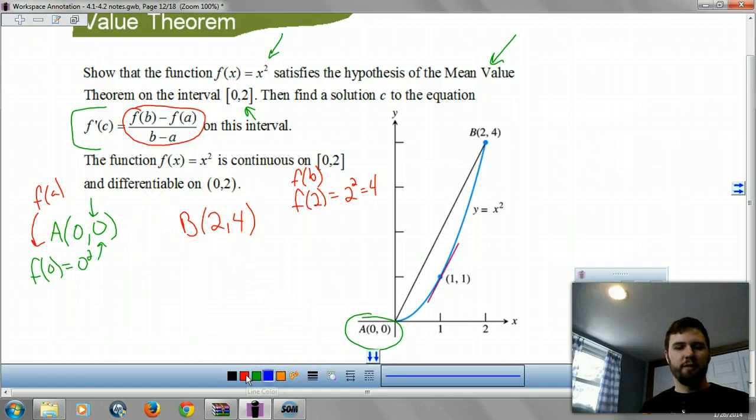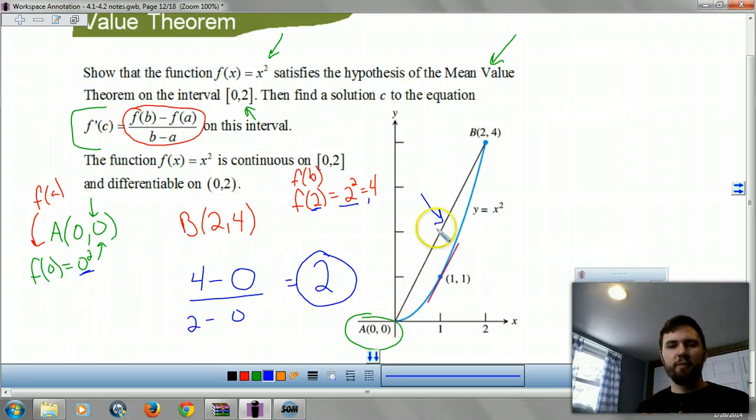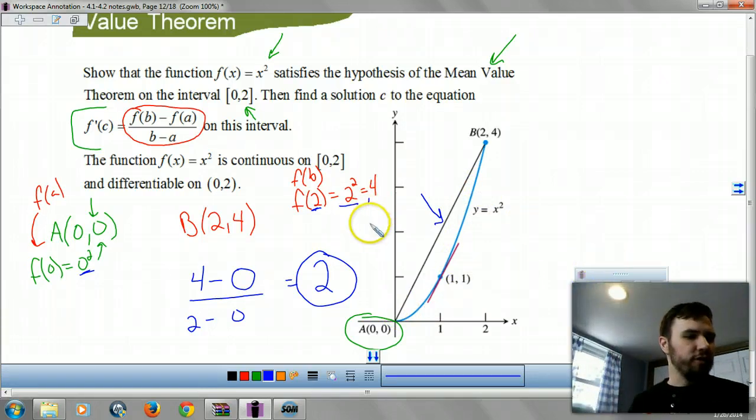So we do 4 minus 0 all over 2 minus 0, which is 2. So that tells me this is my average rate of change. That's the slope of this line from A to B of this function. That's the average rate of change.